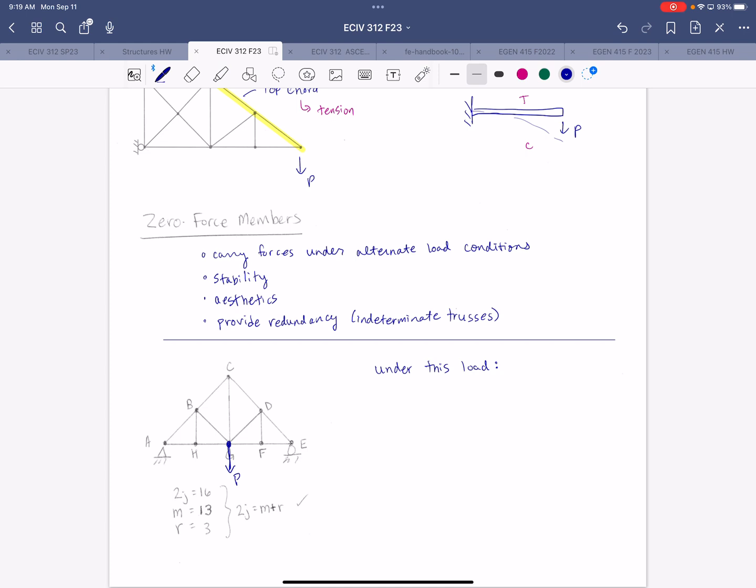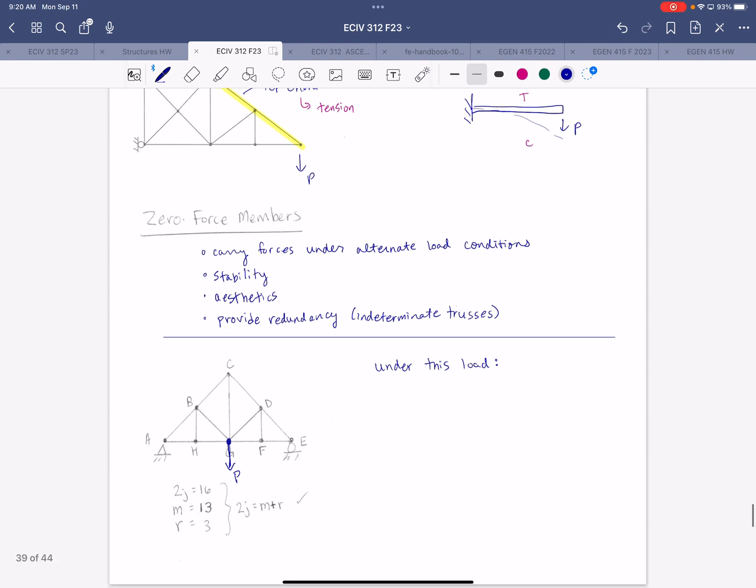Anyone think they have a count, final count? I'm going to say 8. Anyone have a different count? 2. Somewhere in between. 4. 4, yeah, that's right. Was that a guess? No, I figured it out. Okay. Yeah, 4 is exactly correct. So I'll show you where they are in a moment. So there's 4 zero force members.